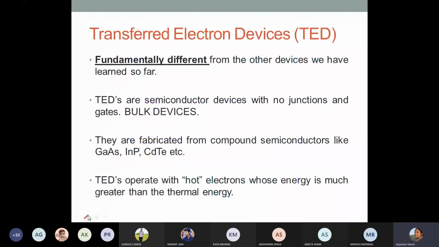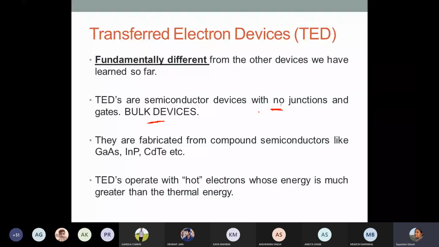So what do I mean by bulk devices? There is no junction, so to say. That is the most important part, right? Till now we talked about transistors, JFETs, MOSFETs and everything, and there we saw that the junctions were the center of attraction. Everything was happening around the junction. But here I have semiconductor devices which are bulk devices. That means we have only one kind of material, either N-type or P-type, present there in bulk. There is no junction there. So no junction. That is the most important feature of these devices.